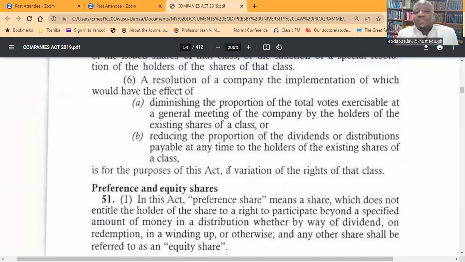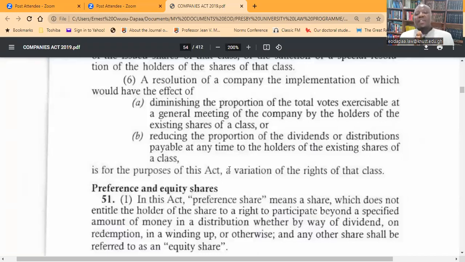Subsection 6: a resolution of a company, the implementation of which will have the effect of A, diminishing the proportion of the total votes exercisable at the general meeting of the company by the holders of the existing shares of a class, or B, reducing the proportion of the dividends or distributions payable at any time to the holders of the existing shares of a class, is for the purposes of this Act a variation of the rights of that class. So section 50, subsection 6 is giving a litmus test, or the criteria, for concluding whether variation of class rights has taken place or not.